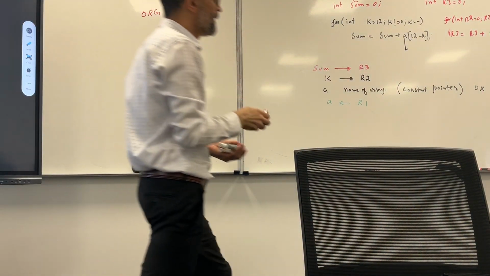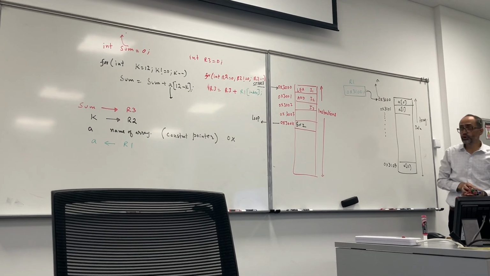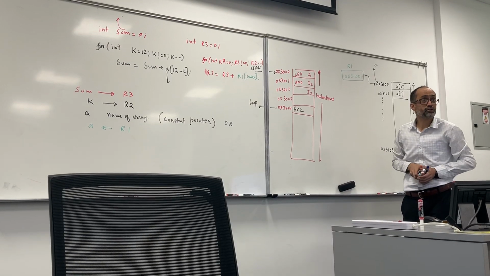Now we have the starting address of the data. This is my data. What should be the starting address of the data? What should I write here? I'm using the black pen. 0x what?